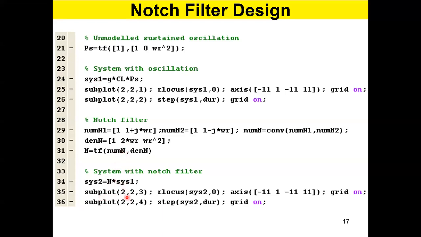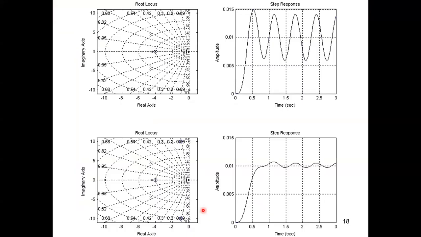And again, you use the subplot command, 2x2 partition. You go to the third one. You draw the root locus of the compensated plant. And you go to subplot 4, and you draw the step response of the compensated plant. So this is what you get.